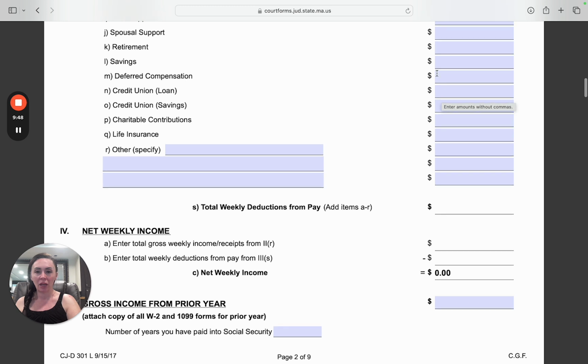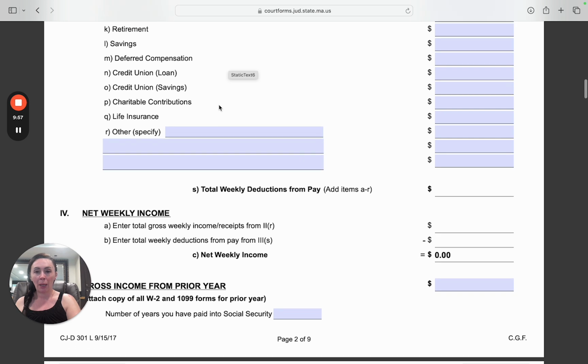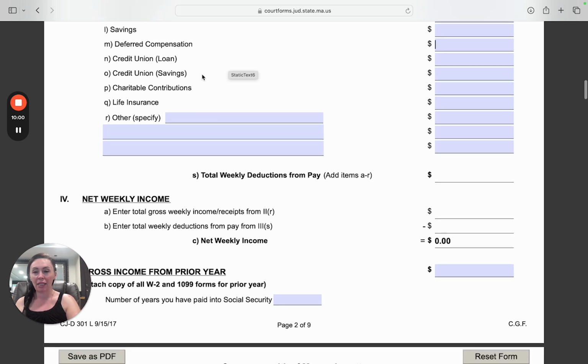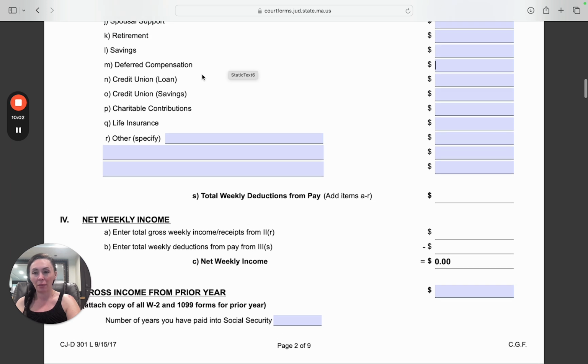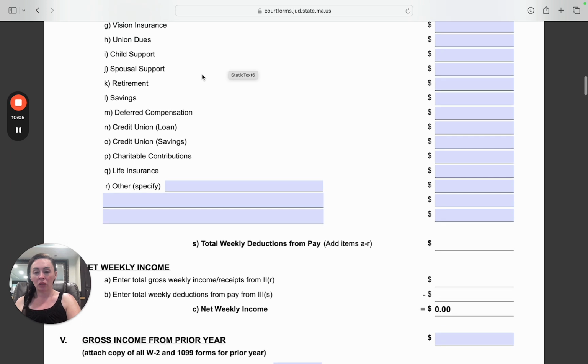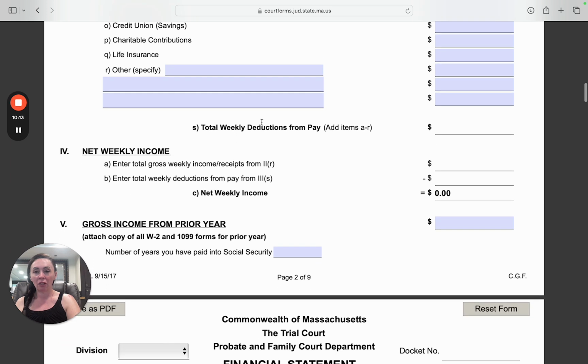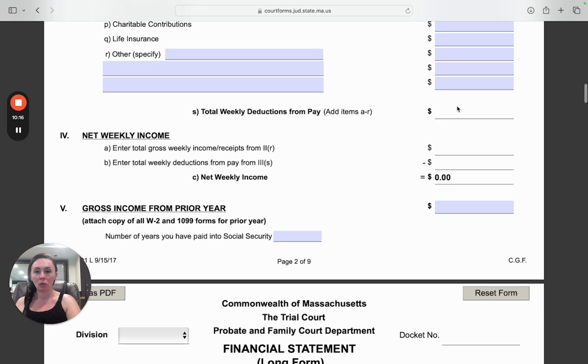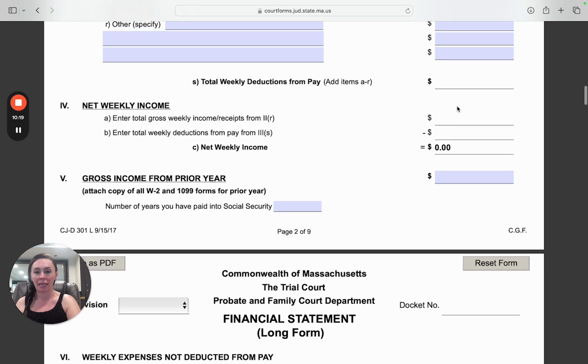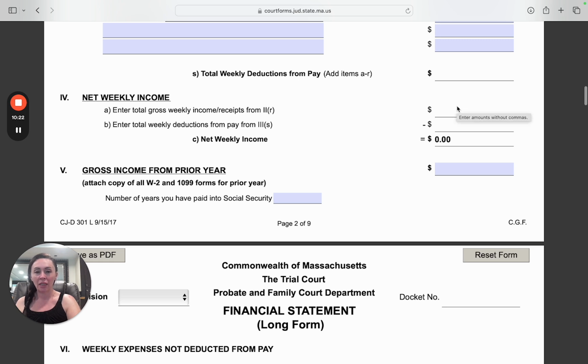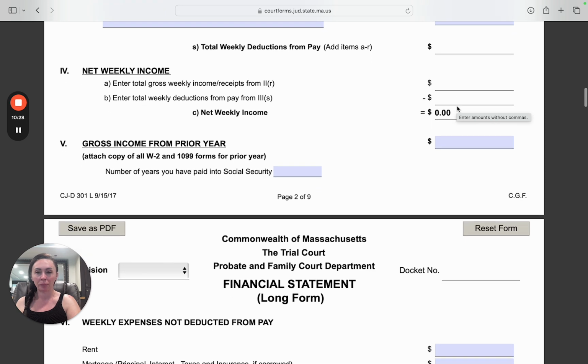Going down the list here, deferred compensation. That is another word for a 401k retirement plan. Credit union, if there's any payments or loan payments that are being made or withheld, or maybe you're squirreling money away, that gets reported there. Charitable contributions, self-explanatory. Life insurance, again, everything has to be weekly. Double check, triple check that everything is weekly.